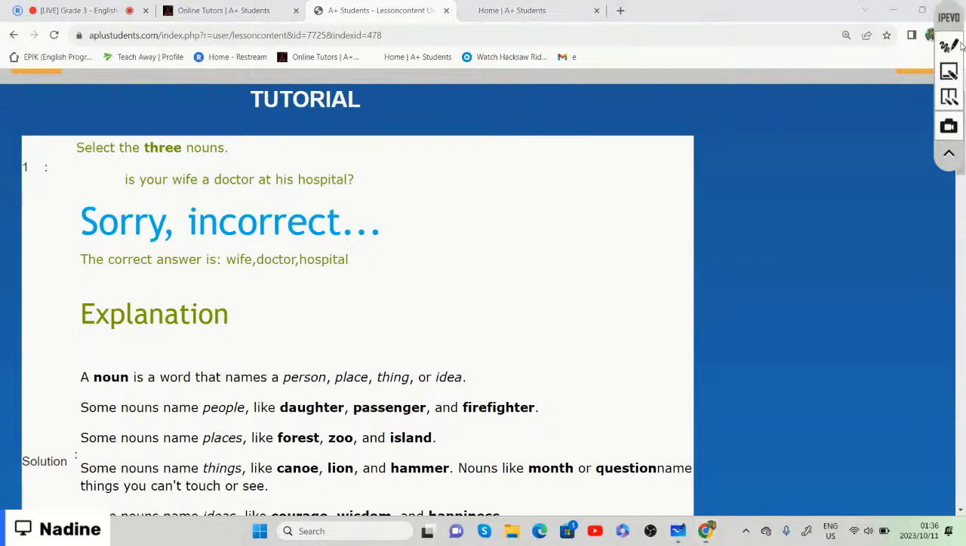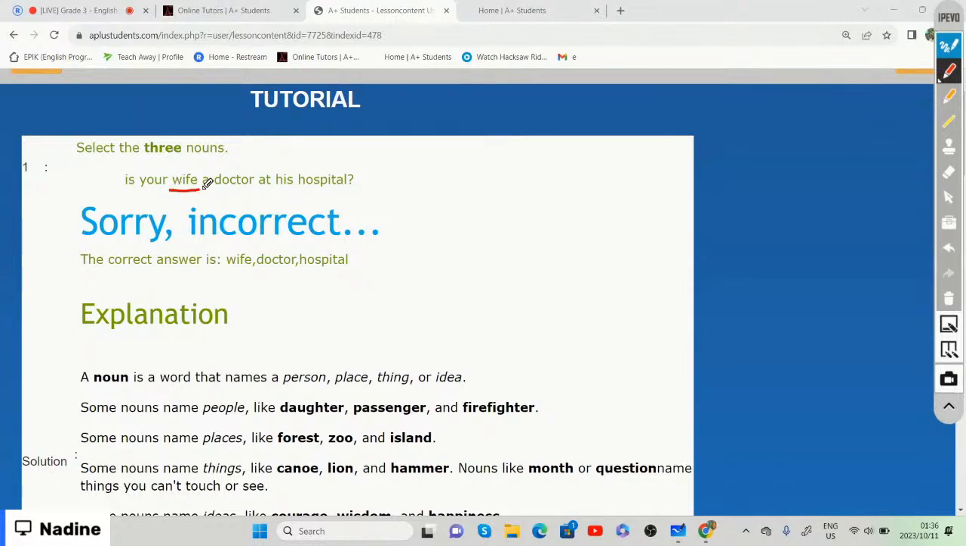And if we select three of the nouns within that sentence, we can say the three nouns are: wife is a noun, doctor is a noun, and hospital is a noun. Because we had selected now three nouns within that sentence, which is wife, doctor, as well as hospital.